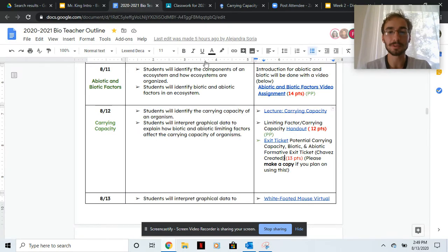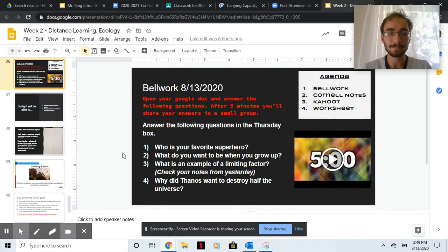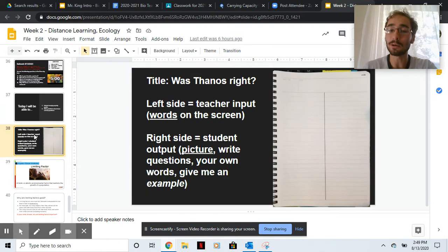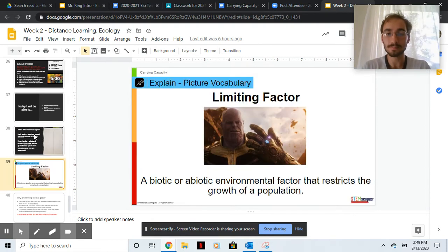So first things first, we're going to be going back to the Cornell notes and answering, was Thanos right? Left side, teacher side, right side, student side. First thing, try to remember from yesterday, limiting factor. That's a biotic or abiotic environmental factor that restricts the growth of a population. Pretty much anything, living or non-living, that will kill or slow down a population's growth. So try to think of some examples of limiting factors.